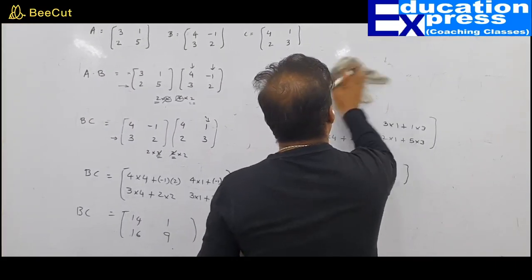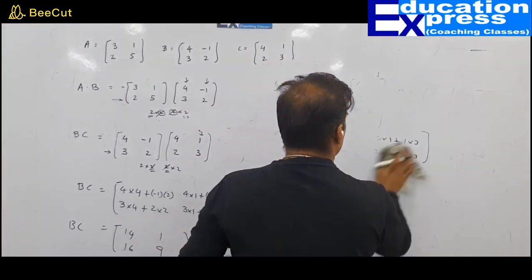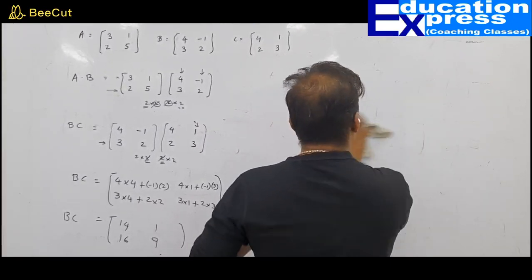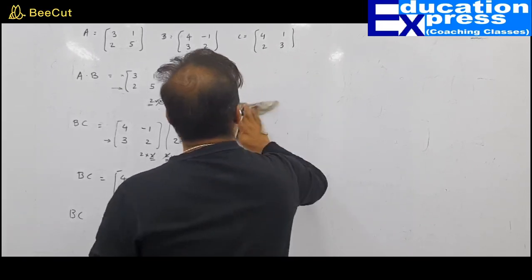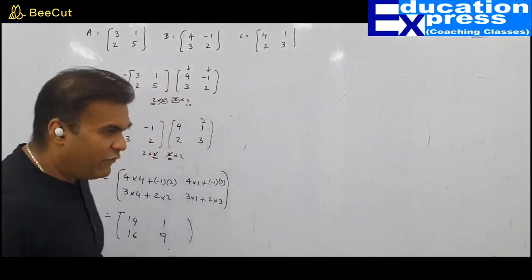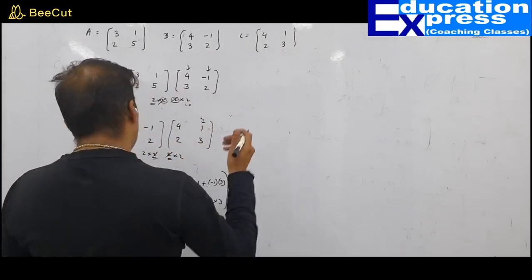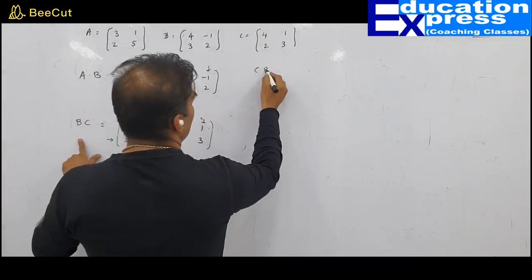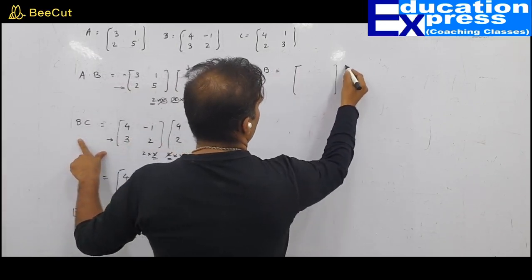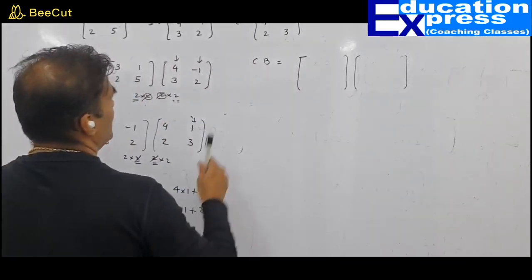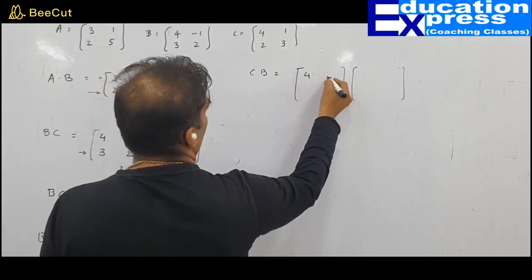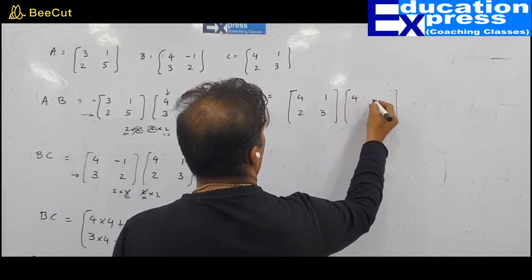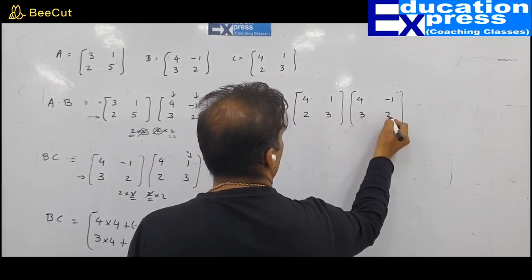Many people may be wanting to know whether the result of BC and CB is same or not same. My answer would be, okay fine, before I predict my answer, let us solve and see by ourselves. We found out BC, let's find out CB. C and B. So what is the value of C? 4, 1, 2, 3. What is the value of B? 4, minus 1, 3 and 2.